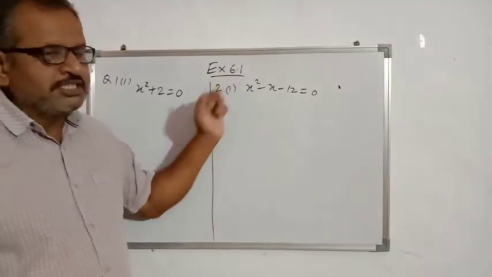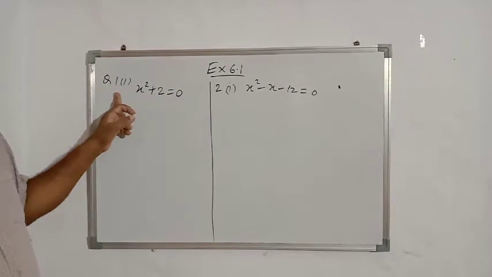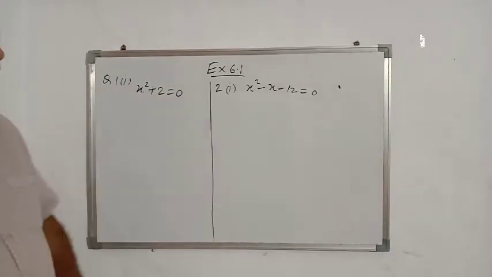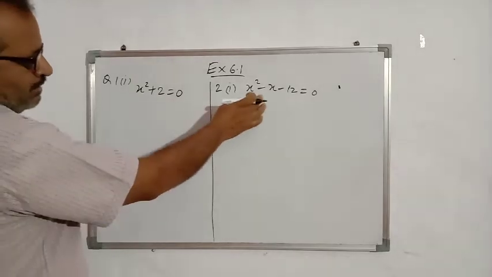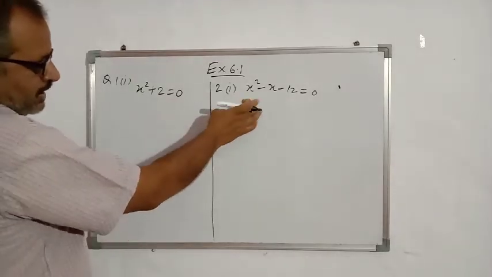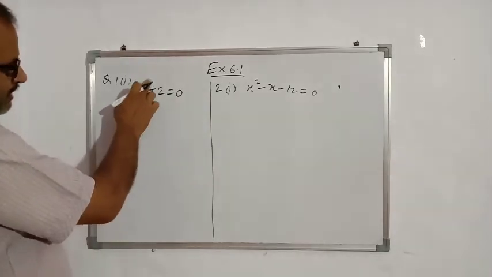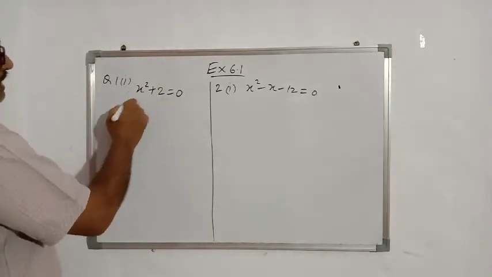See exercise 6.1, question number 1, first part and second part. x square plus 2 is equal to 0. We have to solve both the equations. Both are quadratic equations because the power of x is 2. So how can we solve it?